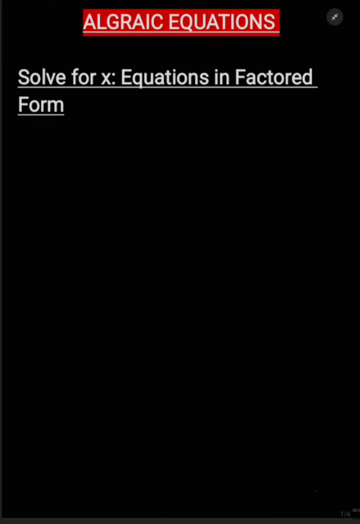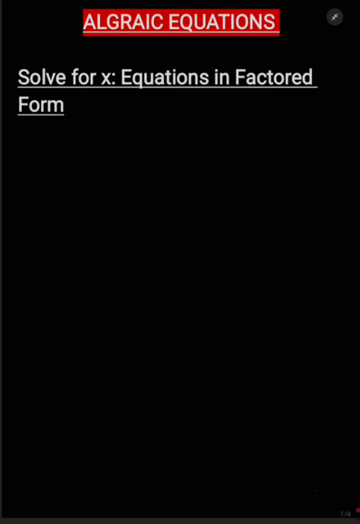Today's lesson will be about equations in factored form. How do you notice that an equation is in a factored form? There will be round brackets or parentheses. I'll be using these two words interchangeably. If you have x times (x minus 7) equals 0, this equation has already been factorized, hence we say it is in a factored form.